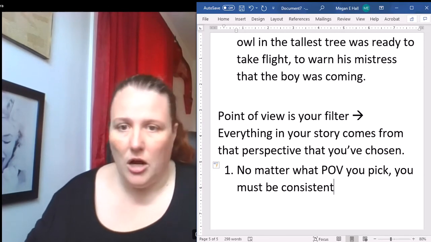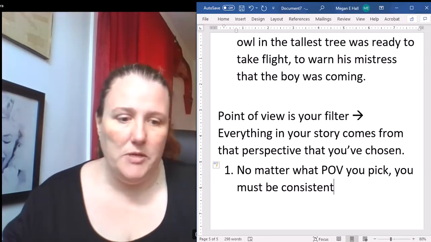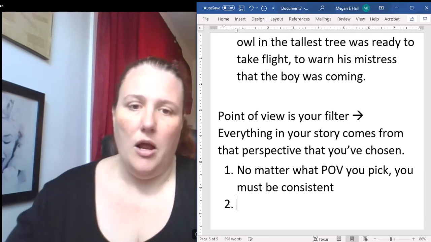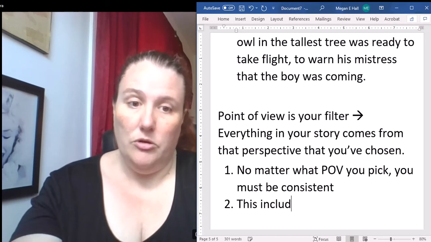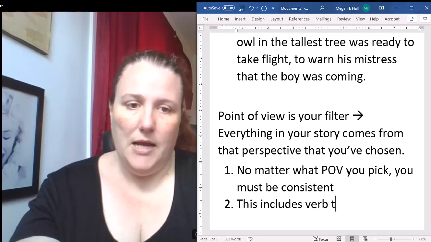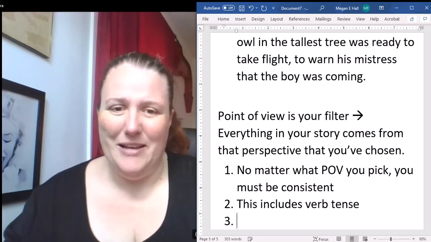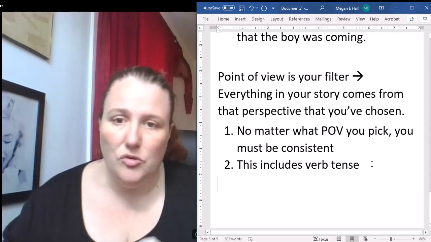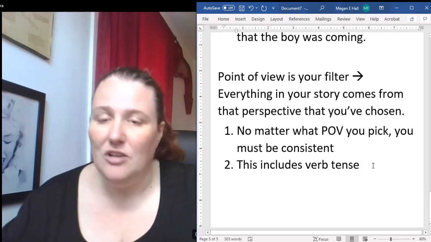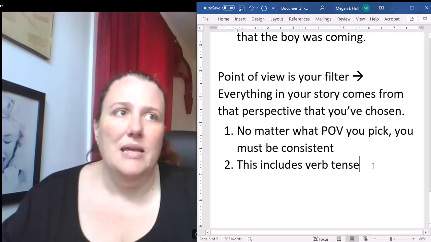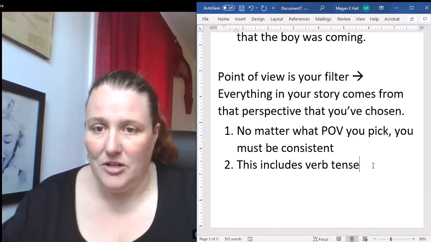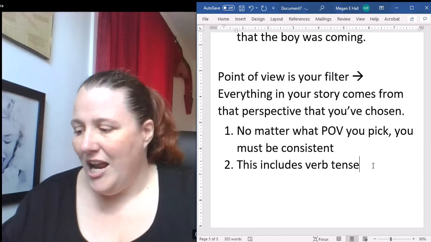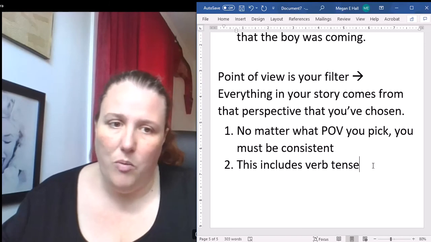And I have not talked about verb tense, but I would say that verb tense goes along, even though it's not technically part of it, and I will add that. This includes verb tense. You can tell that this is one of my pet peeves. If you are writing in present tense, you stay in present tense. If you're writing in past, you stay in past, unless there is a distinct reason for it. What I mean is, you're having a flashback, you're having a flash forward, those kinds of structural changes in your plot.